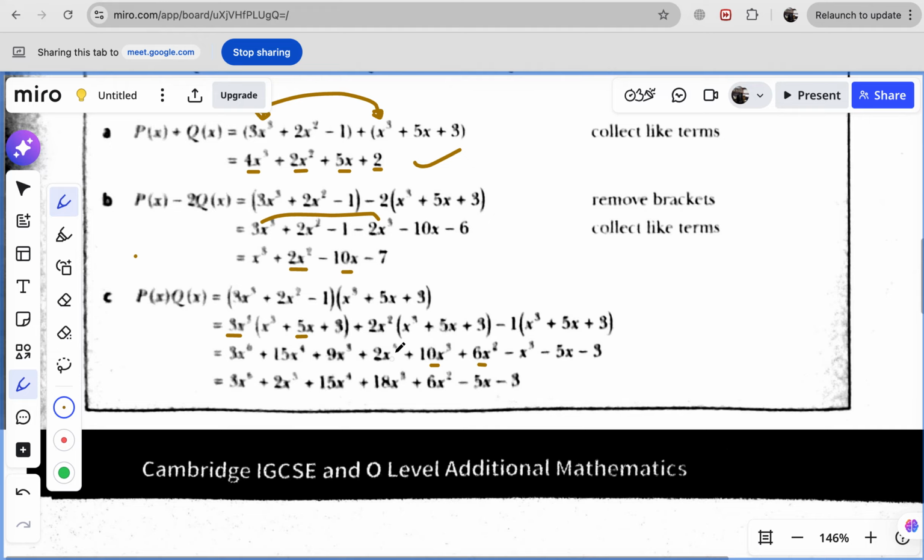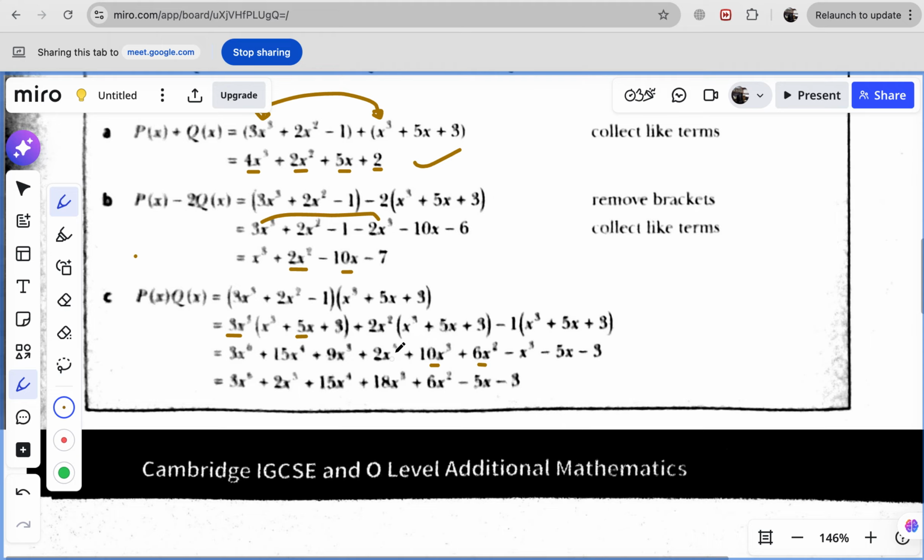So that's the end. So you've multiplied this polynomial. You get 3x to the power of 6 plus 2x to the power of 5 plus 15x to the power of 4 plus 18x to the power of 3 plus 6x squared minus 5x minus 3. This is the multiplication of these two polynomials. So this is the first section for chapter 4.1. Every exercise problem will either be addition or subtraction. First, they will give you scalar multiplication, then you subtract, and then multiplication.